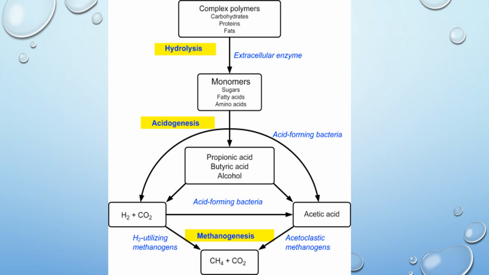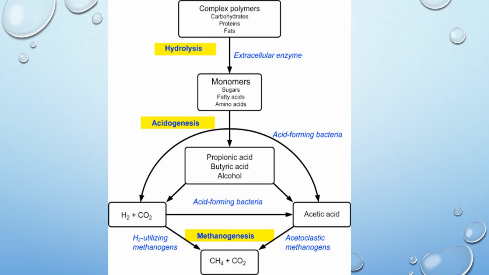Actually, in hydrolysis, the complex polymers like carbohydrates, proteins, and fats are broken down into monomers by extracellular enzymes. Monomers like sugar, fatty acid, and amino acid. Whereas in acidogenesis, these monomers are changed into propionic acid, butyric acid, and alcohol by the help of acid forming bacteria.